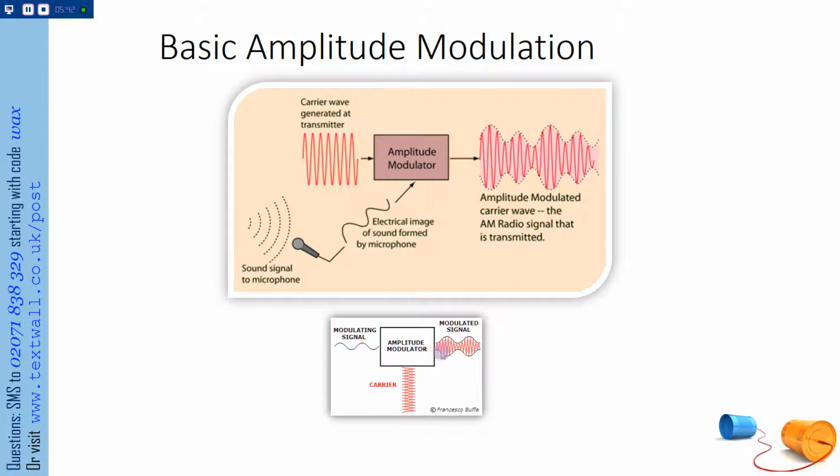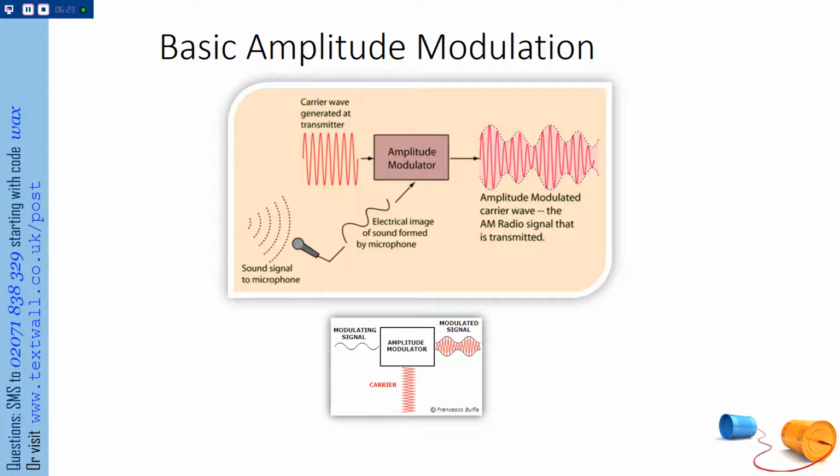So, what's going on? I don't know why this isn't animated. It was animated in my PowerPoint. But anyway, basic amplitude modulation. What we do is we take a low frequency baseband signal, so the signal from this mic, for example. Okay, so the signal from this mic will be a low frequency baseband signal. What kind of frequency do you expect from a microphone? What kind of frequency range? Anyone?